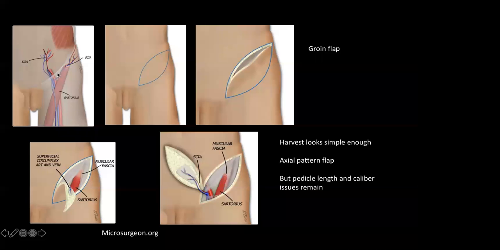Basically, the superficial circumflex iliac artery arises and its course is below the inguinal ligament, 1 to 2 finger breadths below the inguinal ligament. And you're raising this as an axial pattern free flap, meaning there is no perforator dissection. So you make an elliptical skin incision just above the inguinal ligament with about 2 centimeters below the inguinal ligament here. You raise the flap from lateral to medial.